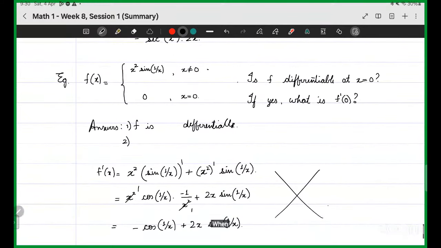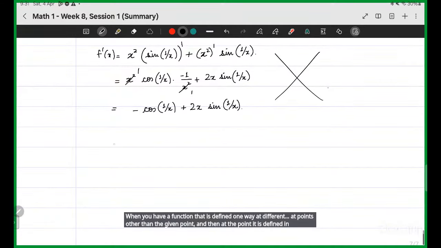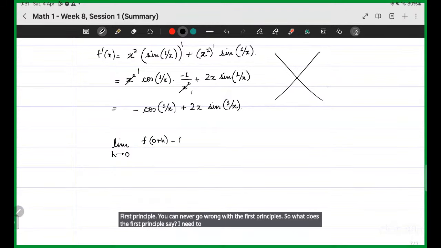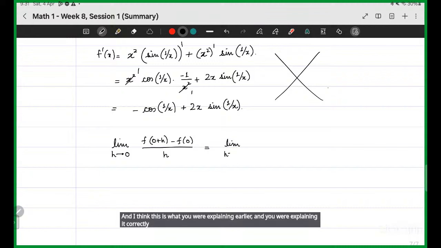When you have a function that is defined one way at points other than the given point, and then at the point it is defined in a certain way, you have to always revert to the first principle. You can never go wrong with the first principle. So what does the first principle say? I need to look at the following limit. And I think this is what you were explaining earlier, and you were explaining it correctly. I'll just write it down for the clarity of everyone else.